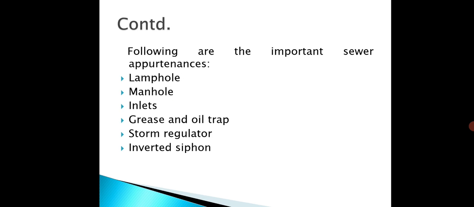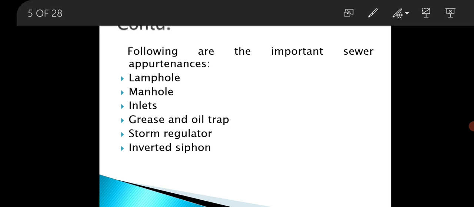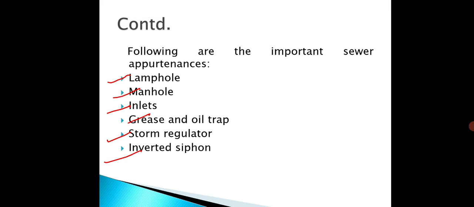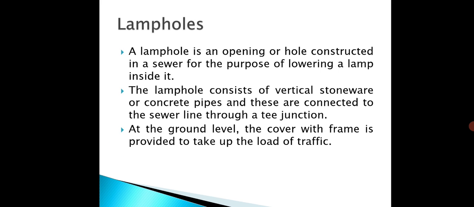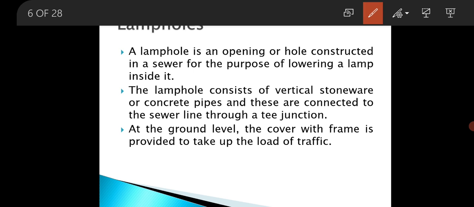Next, there are different types of sewer appurtenances such as lamp hole, manhole, inlets, grease and oil trap, storm regulator, inverted and inverter pipe. Now we will discuss in detail about these appurtenances. First one is lamp hole.